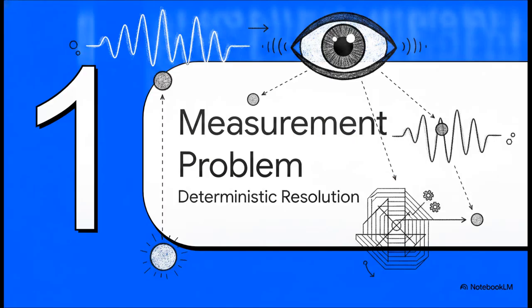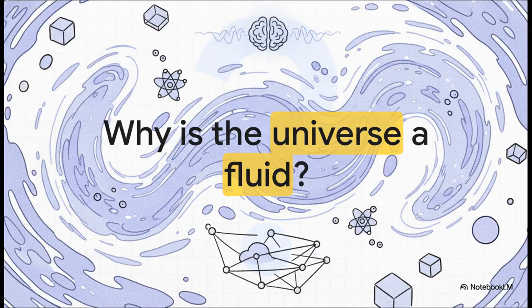Section 1. The measurement problem, a deterministic resolution. Let's get right into quantum mechanics' biggest mystery. Which brings us to a wildly provocative question at the very heart of this theory. Why exactly is the universe a fluid? And more specifically, how does hydrogen become a macroscopic superfluid just by us looking at it?